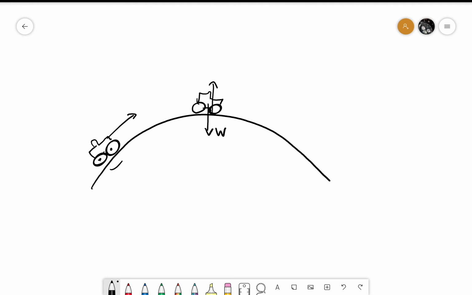Okay, and we remember from our previous video, we've got mv squared over r being our centripetal force, and r is clearly the radius of our bridge. Okay, so our resultant force, mv squared over r, is equal to the total of the forces acting. So we've got the weight force acting down, and we have our normal contact force acting upwards.